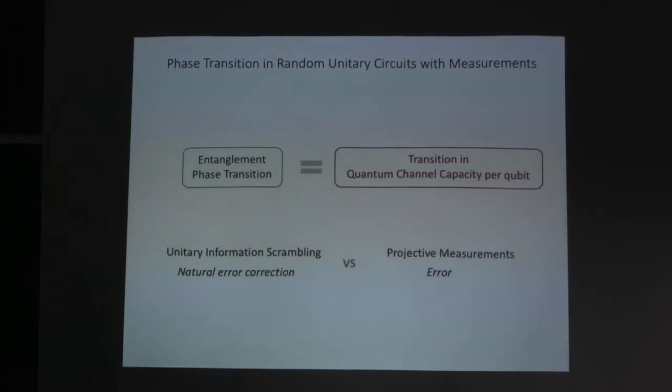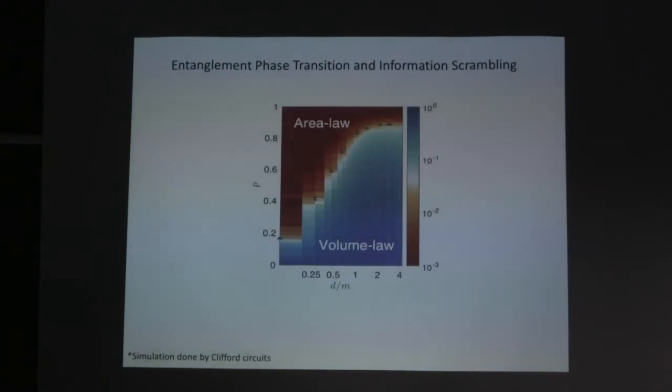Can you go back once? So what was P? This P is a critical probability. When P is larger than PC, it's area law. It's how strongly you're measuring: the fraction of qubits you measure.